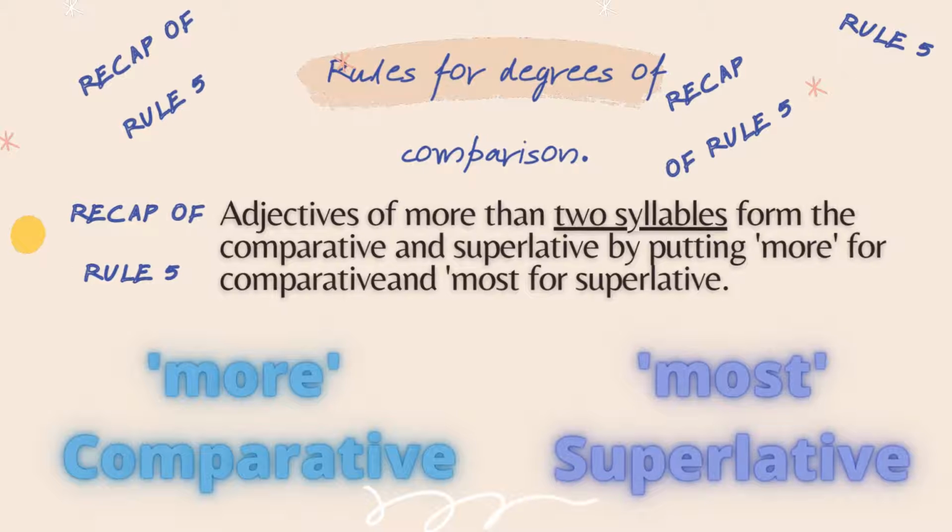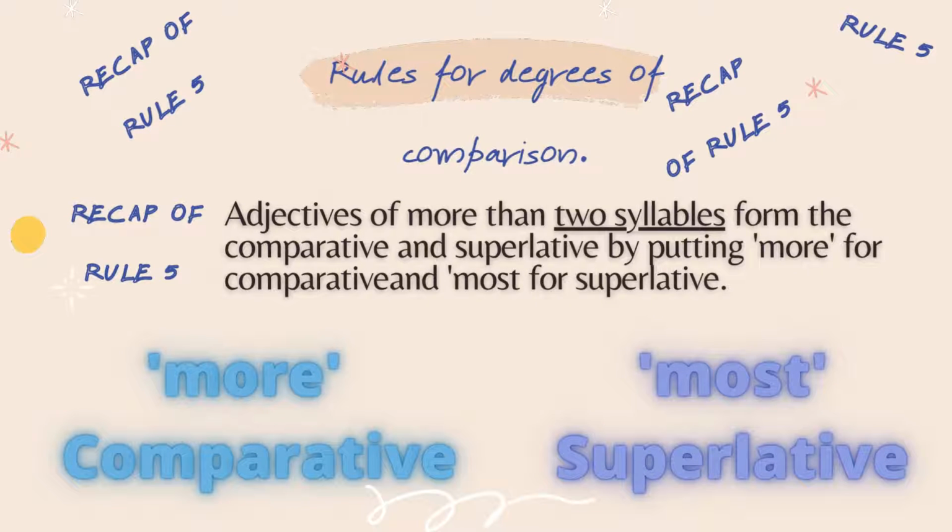Rule number 5 is for words with more than 2 syllables. You should add more and most. More for comparative: beautiful, more beautiful, and most beautiful.